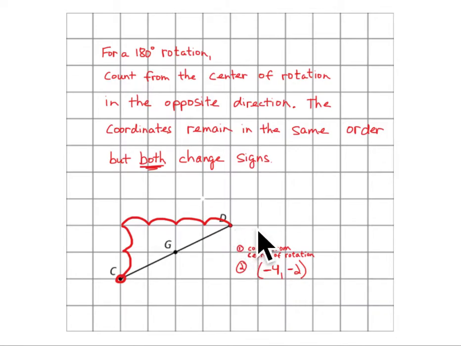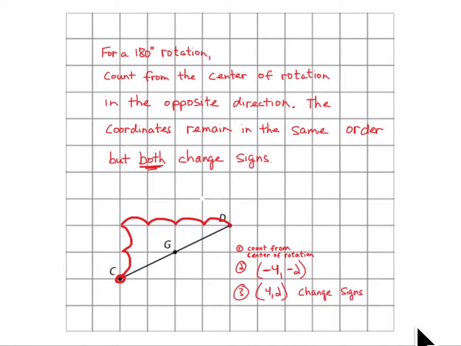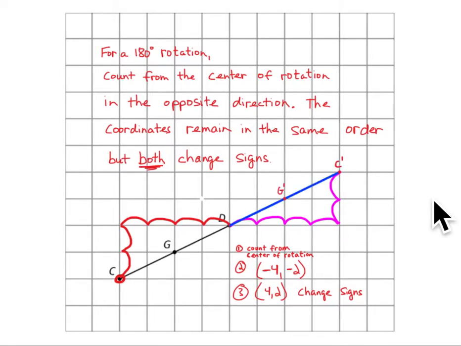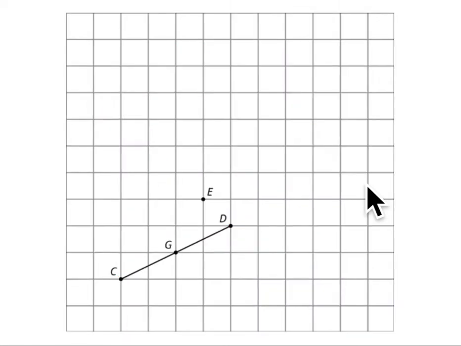To get the point of the 180 degree rotation, you count 4 to the right and up 2. So it becomes 4, 2. It remains in the same order, but both change signs. So this is 4 units, 1, 2, 3, 4, and 2 units in the positive direction, 1, 2, and connect the points. Notice that the center of rotation is the midpoint between these two corresponding points, C and C prime.